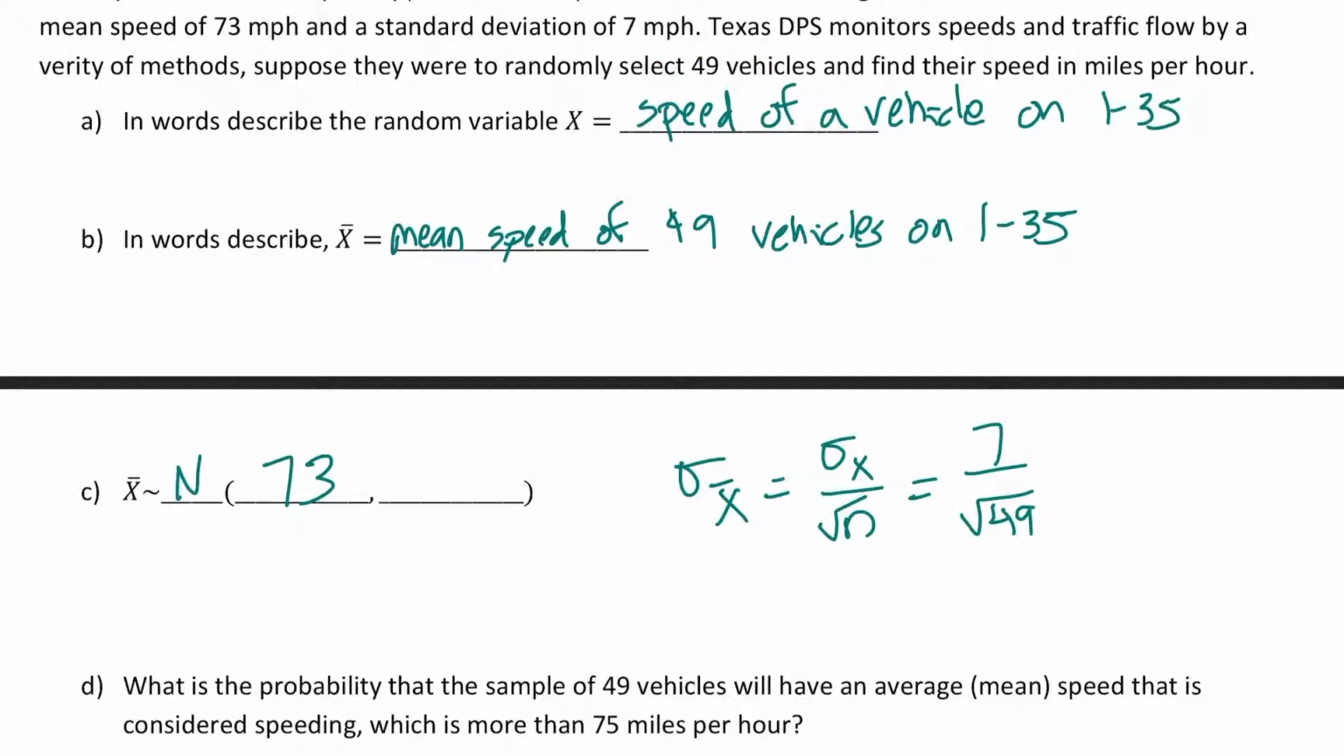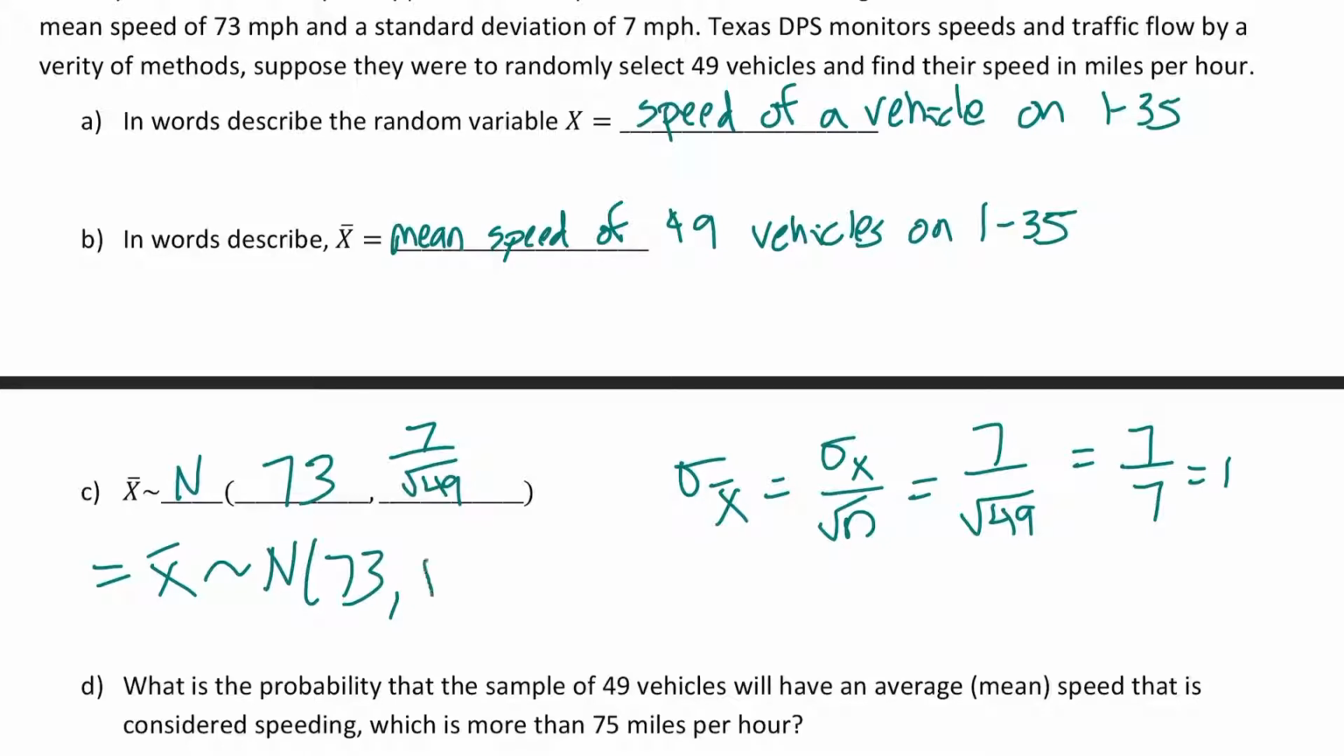Now, that seems very nice and academically friendly. 7 divided by, what's the square root of 49? 7, which is 1. Now, for your homework, I only need to see this. So I want you to write 7 over square root of 49. I want to see that formula plugged in. You can then clarify for yourself that this is going to be the same thing as a normal distribution with mean of 73, standard deviation of 1.